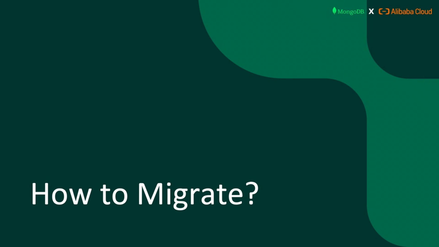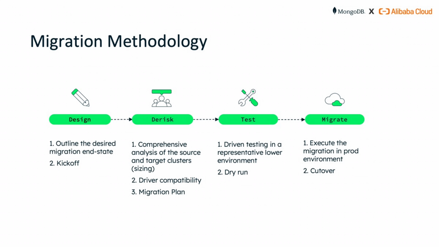There's a demo. Okay, first, let's talk about the migration methodology, which has 4 key phases: design, de-risk, test, and migrate. In the design phase, our primary focus is to clearly outline the desired migration end state. What do you want in the migration? And once that is defined, we officially kick off the migration process.